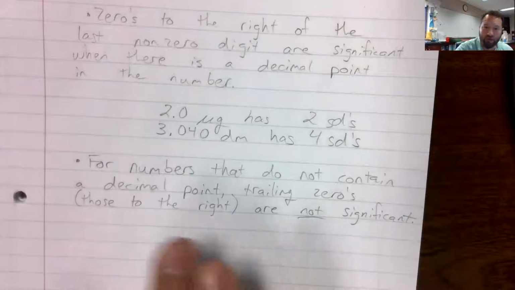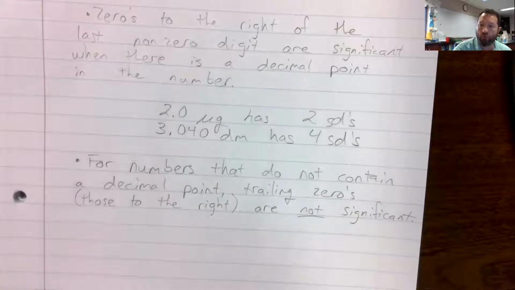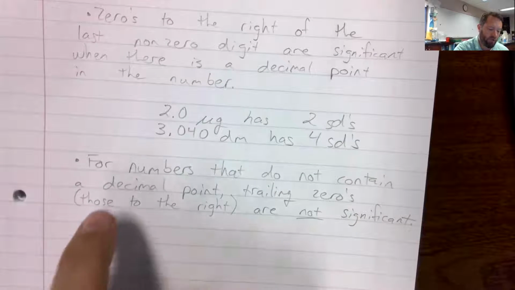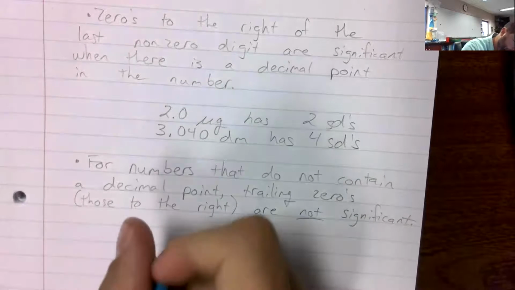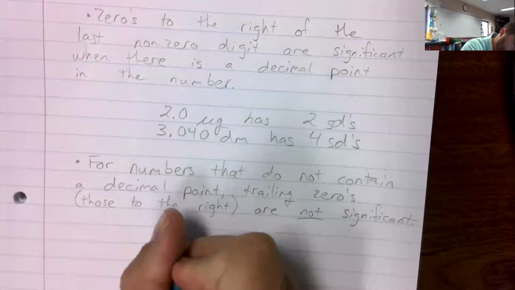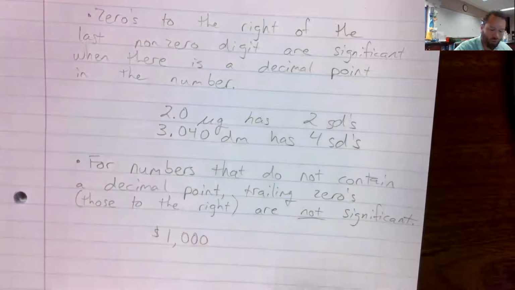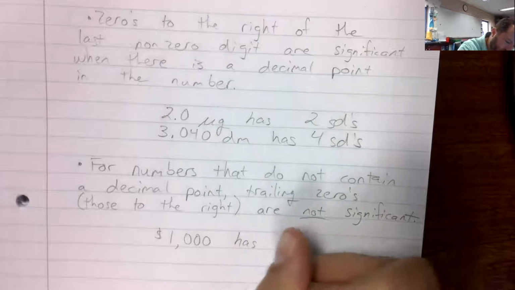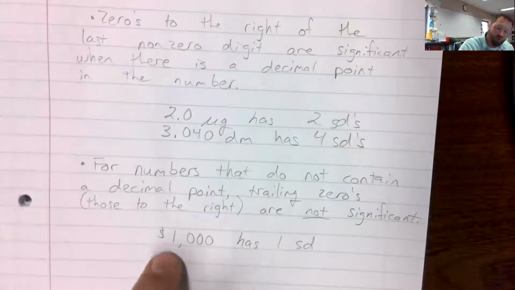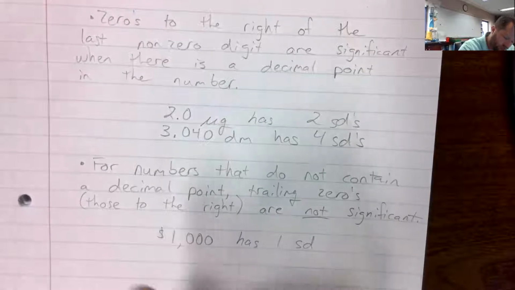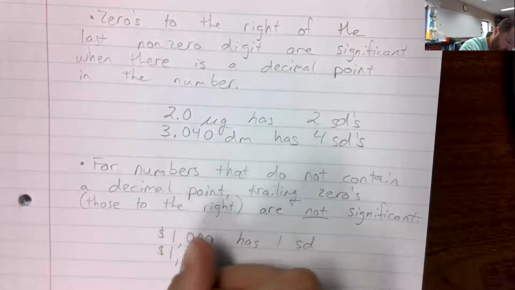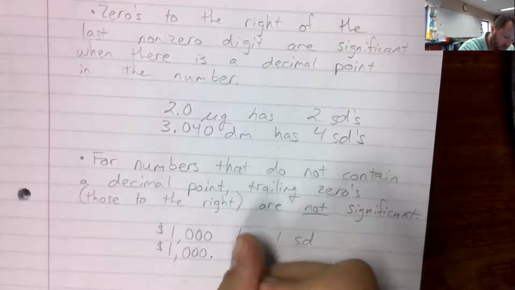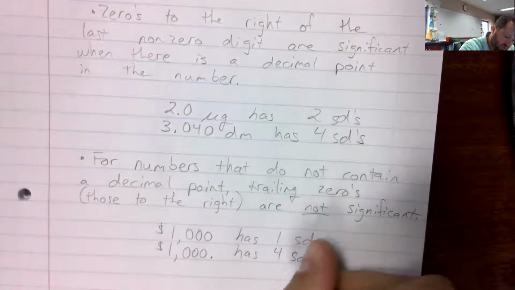How about zeros to the right? I mean, we call these trailing zeros, the ones that are to the right of the last number. They're not significant if there is not a decimal point. So 1,000, 1,000 anything, has just one significant digit. Just the one. There is no decimal point. Versus the same exact number, but with a decimal point. So 1,000 with a decimal point. This one would have 4 significant digits.